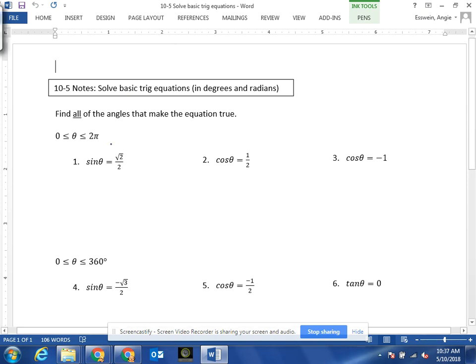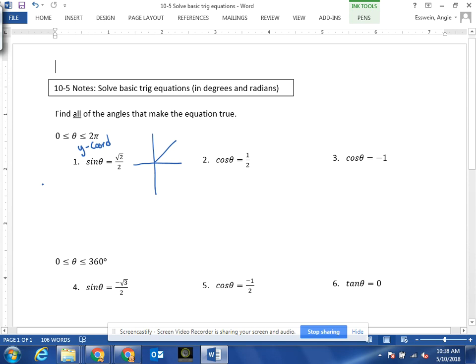So what I'm asking is, remember sine is the y coordinate? Sine is the y coordinate. So I'm saying where in one rotation of the unit circle is the y coordinate root 2 over 2? It really helps me to draw a picture. So where is the y coordinate root 2 over 2? Is it the short triangle, the medium, or the tall? It's right in the middle. It's the medium. So we know that's one place.